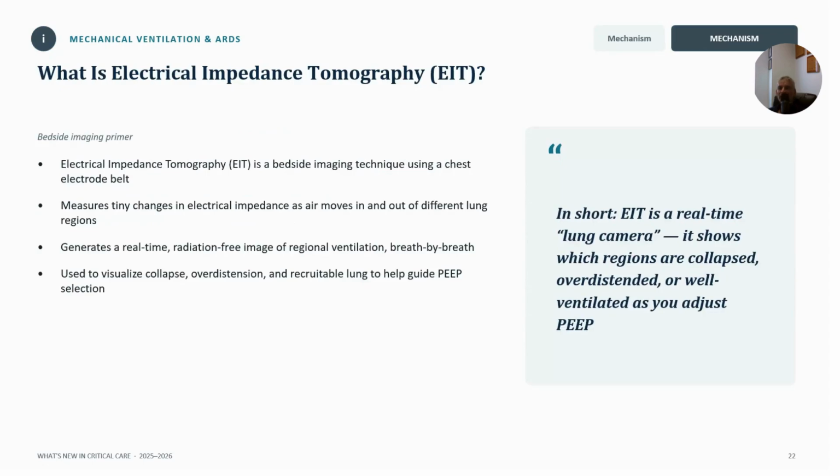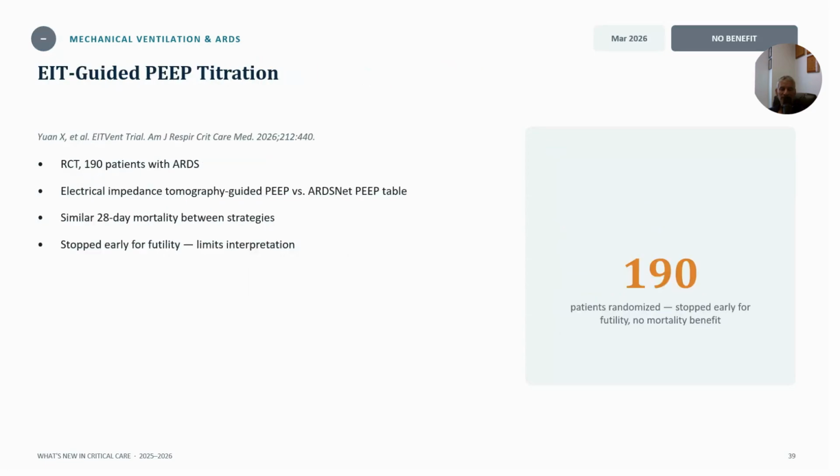And then this electrical impedance tomography, what's that? It's a bedside imaging technique using a chest electrode belt. Measures tiny changes in electrical impedance as air moves in and out of different lung regions. Generates a real-time radiation-free image of regional ventilation breath by breath, used to visualize collapse, overdistension, and recruitable lungs. So it's a real-time lung camera. It shows regions that are collapsed, overdistended, well ventilated as you adjust PEEP.